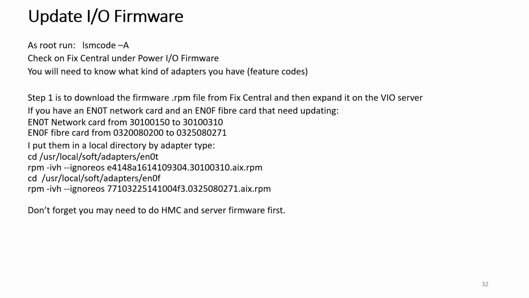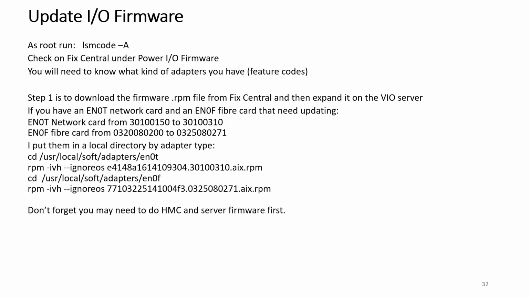On the LPAR, you just run lsmcode -A. It'll tell you your current firmware level, and then it will list all your adapters and what level they're at. You do need to know what kind of adapters you have. So you need to know it's an EN0T or an EN0F or an EN1B, whatever it is. And then you can plug that in at Fix Central, and it will give you a link to the RPM file that you will need to be able to install that microcode.